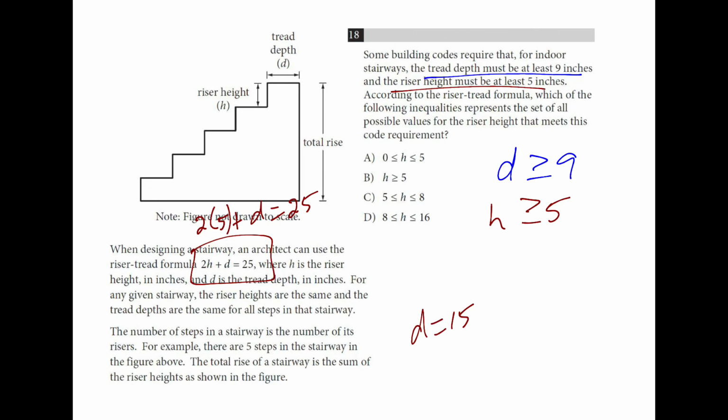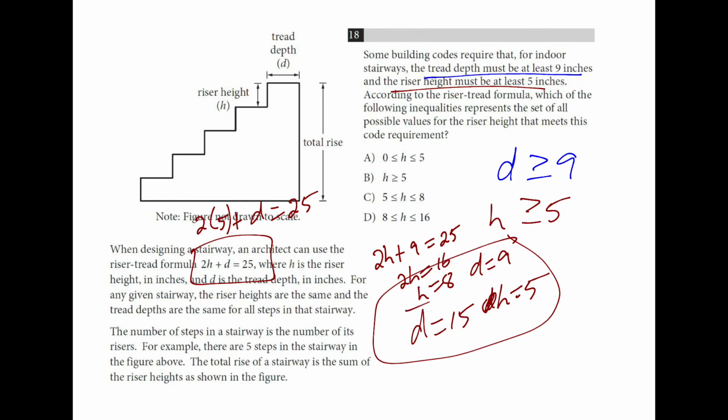On the other end of the spectrum is when we have D is 9. So we see 2H plus 9 is equal to 25. So 2H is 16 and H is 8. So in that case, we had these different values. At the most 8, at the least 5.